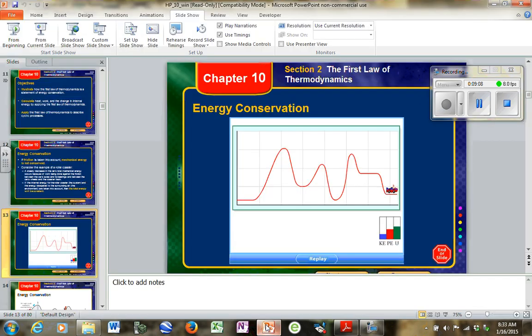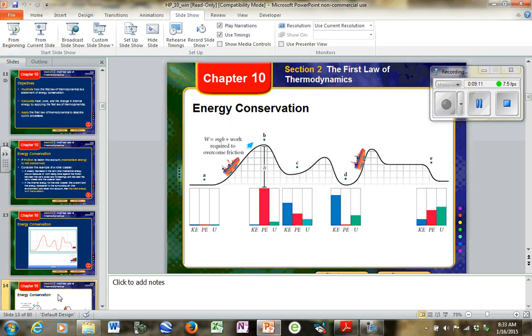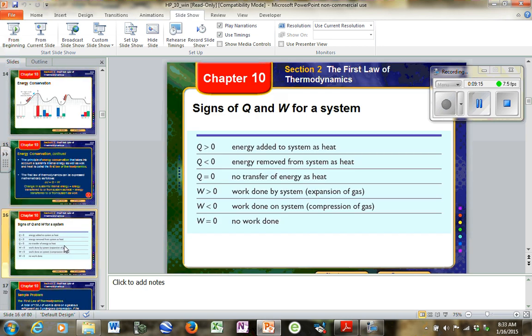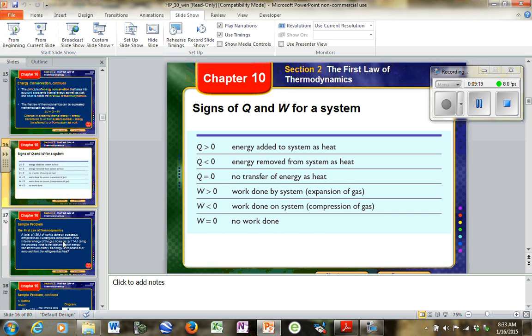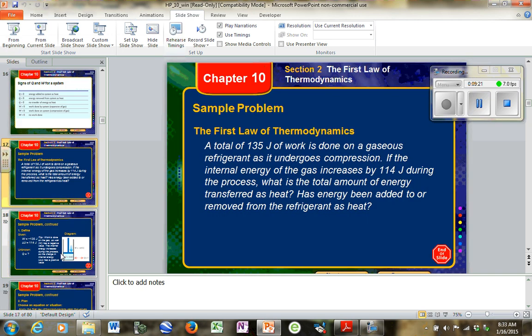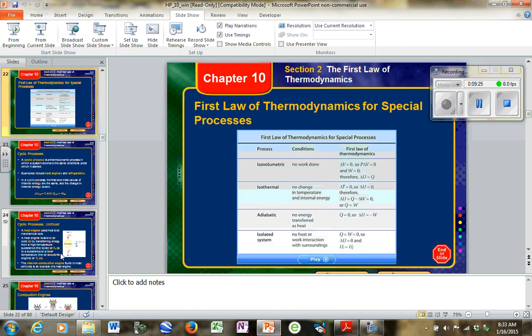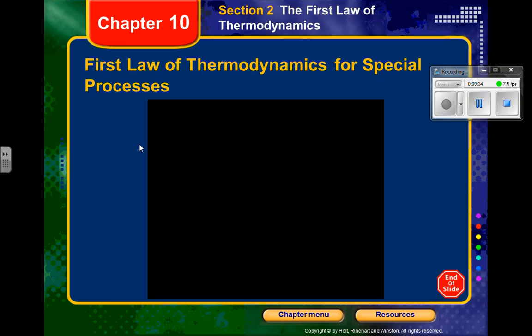Okay, back to our little presentation here. There's energy conservation. You might want to look at that. That's in your handouts as well. Go through the sample problem, which I'm not going to do right now, and understand this. I kind of summarized this page on page 7 of your handouts. Go ahead and play this one so you can hear what they have to say about this.